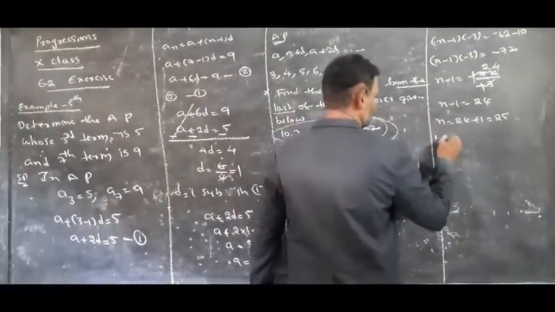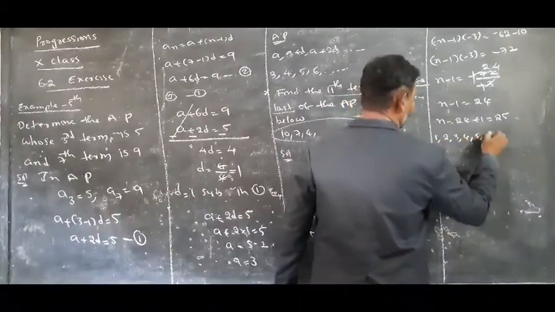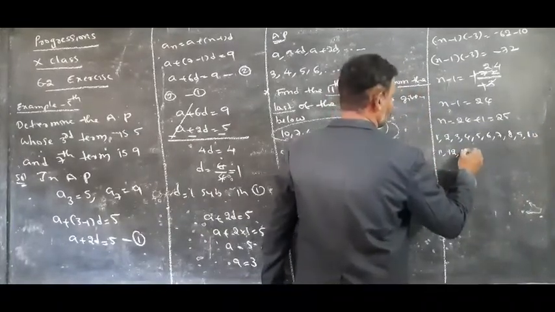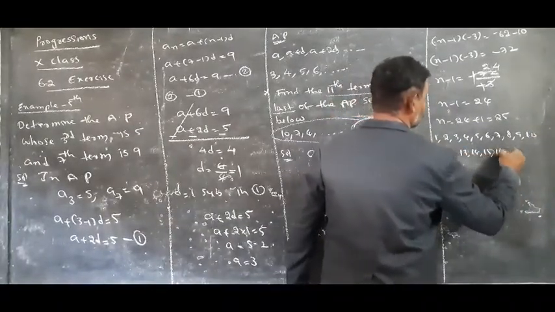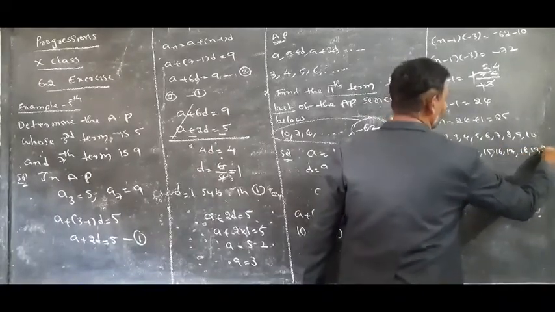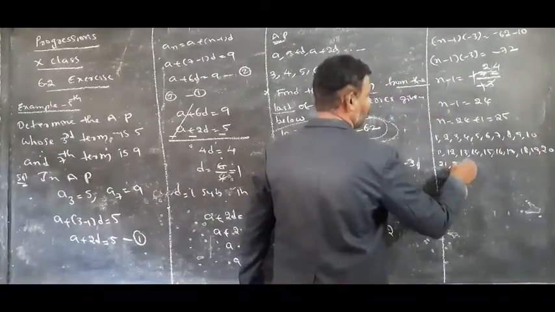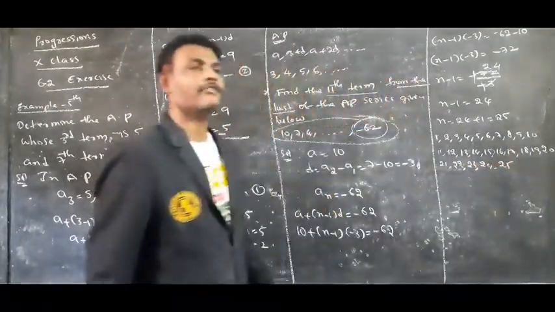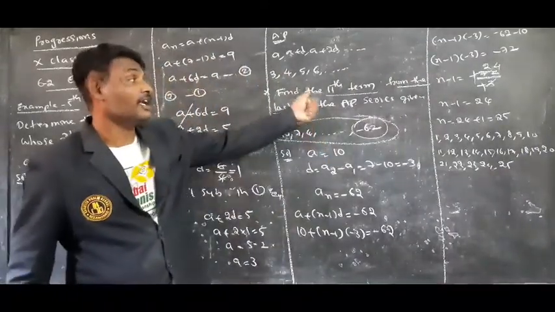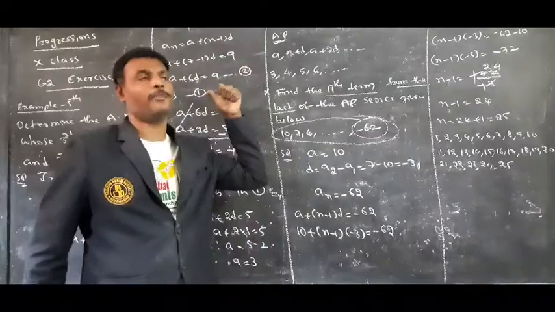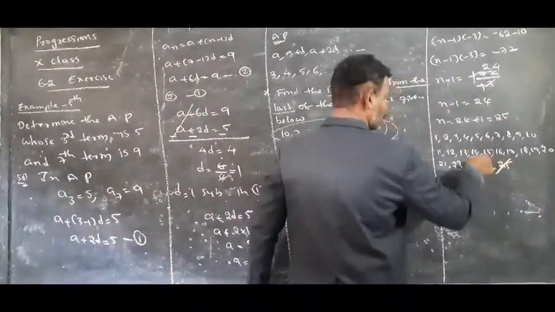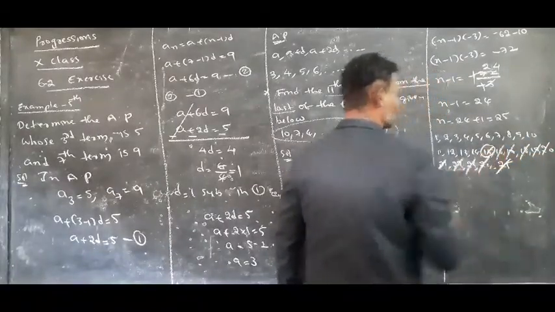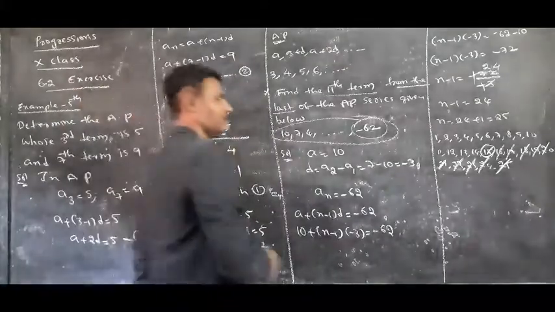See, 1, 2, 3, 4, 5, 6, 7, 8, 9, 10, 11, 12, 13, 14, 15, 16, 17, 18, 19, 20, 21, 22, 23, 24 and also 25. So there are 25. So what do we want? He wants the 11th term from the last of the AP. So here 1, 2, 3, 4, 5, 6, 7, 8, 9, 10, 11. So from the last, the 11th term is the 15th term.